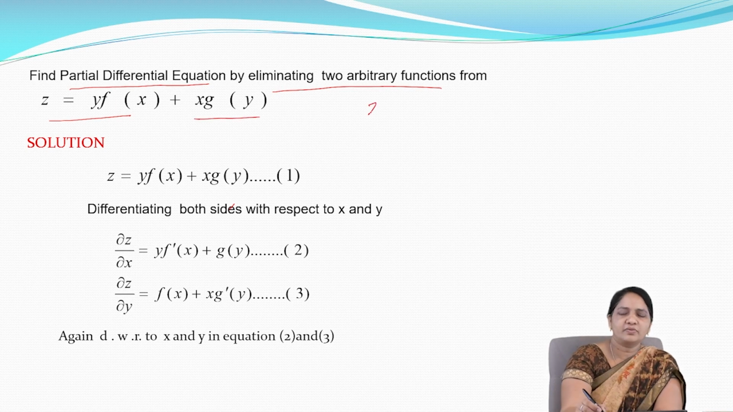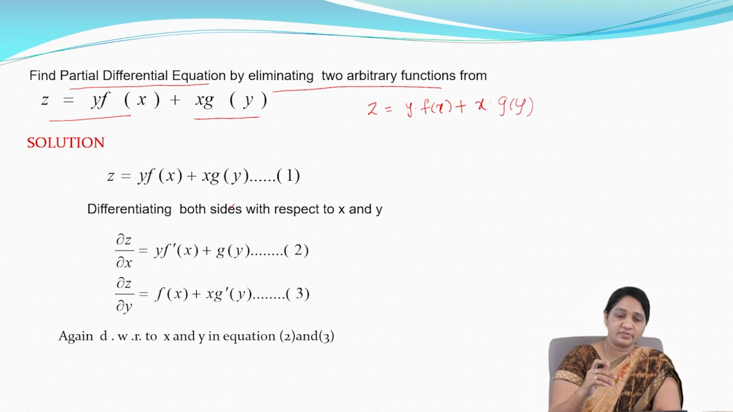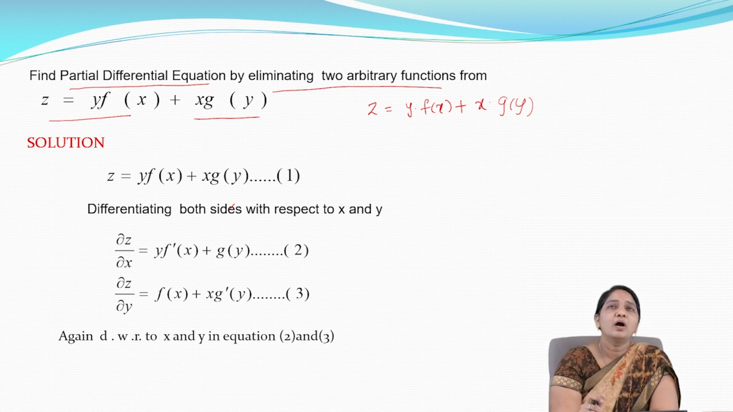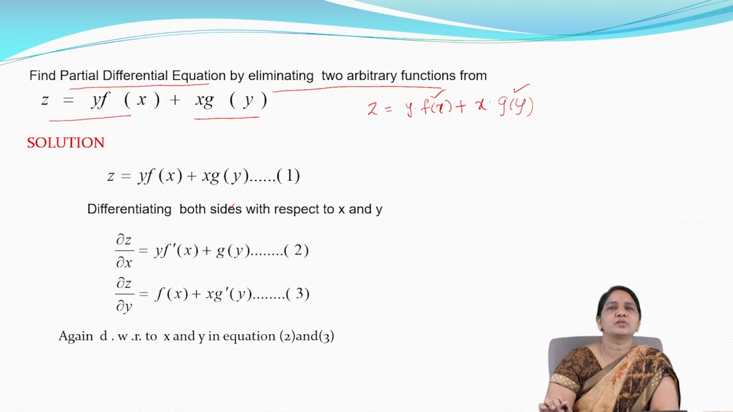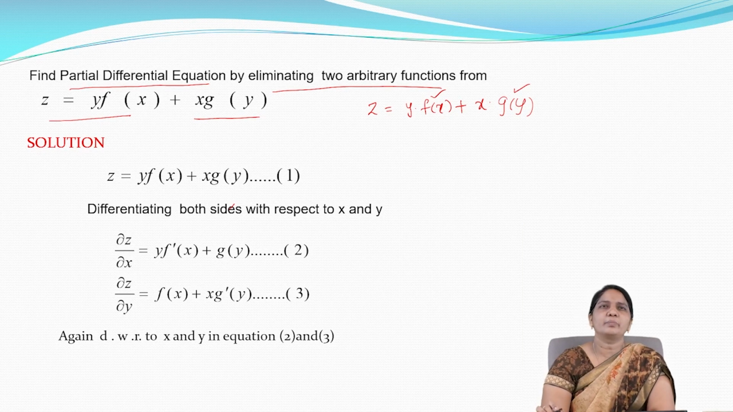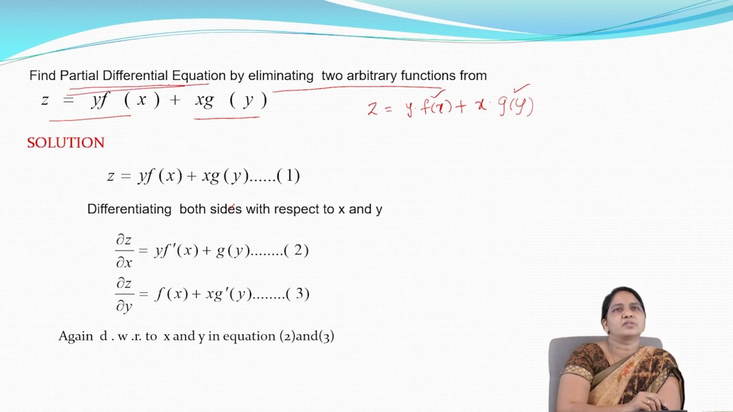So what is the given equation? z equal to y into f of x plus x into g of y. So this is the given equation. We are going to eliminate two arbitrary constants. How can we say that two arbitrary constants are there? These are f of x and g of y. So we are going to eliminate these two arbitrary constants to get the partial differential equation.